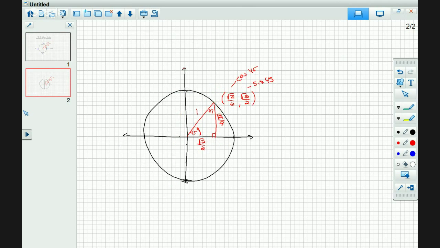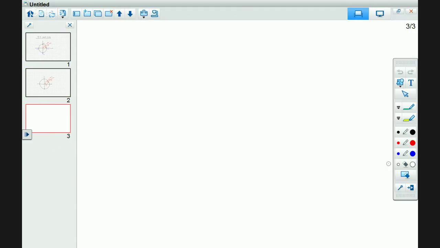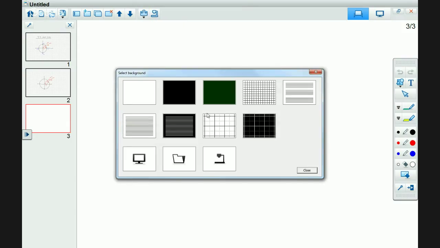We can also do 30. You want me to show you 30 degrees on the board? Okay, let's do it. Another unit circle.